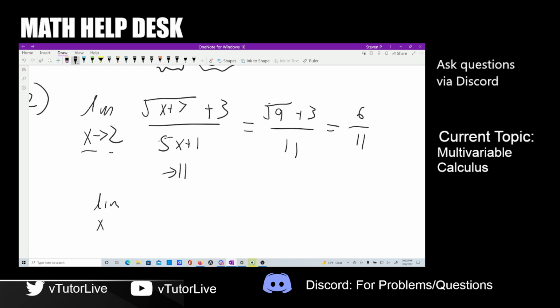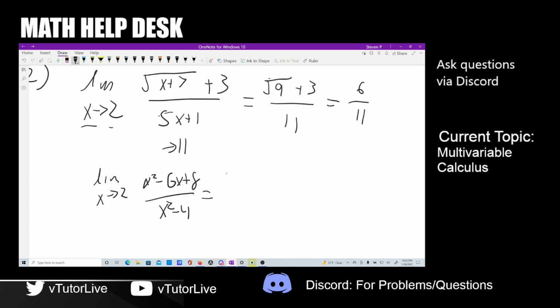Okay, the next one asks you to find the limit as x approaches 2 of x squared minus 6x plus 8 over x squared minus 4. So this one we can actually talk a little bit about. You can't just plug it in willy-nilly because that blows up. So you have to look at splitting up the top a little bit to see if there's any cancellation.